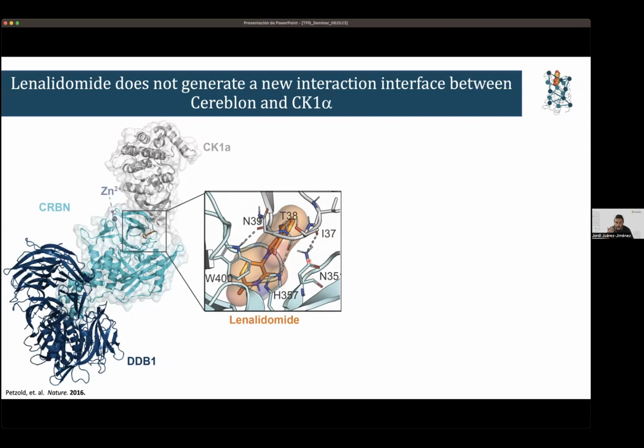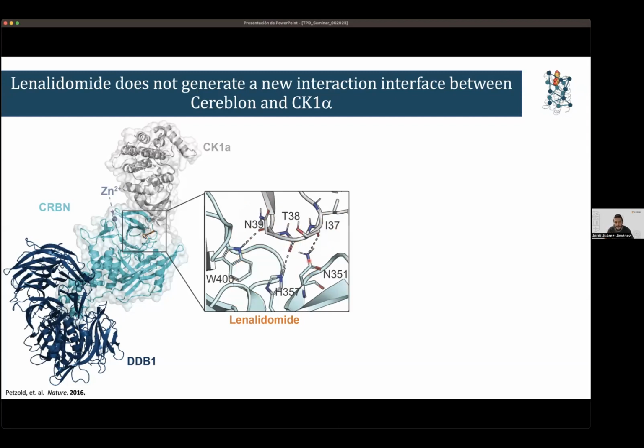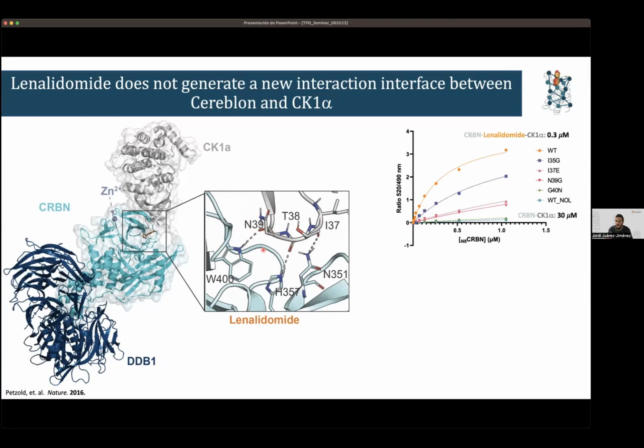And then if you remove Lenalidomide from the picture, to me it is not evident why these hydrogen bonds shouldn't be there. You should be able to form the same interactions regardless of whether Lenalidomide is there or not. Nevertheless, when you compare the stability of both complexes, you have a 100-fold difference in the stability of the ternary versus the binary complex.